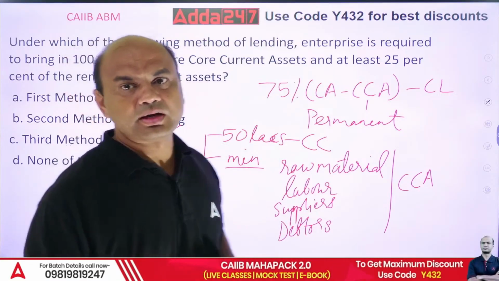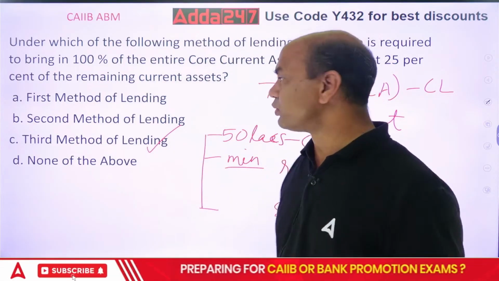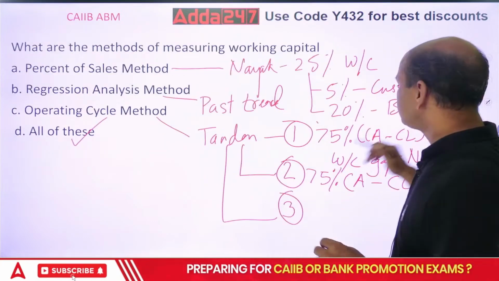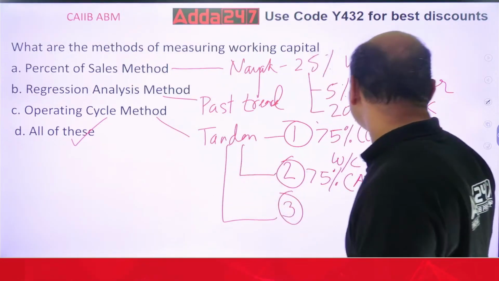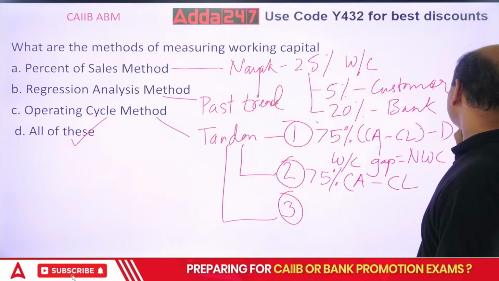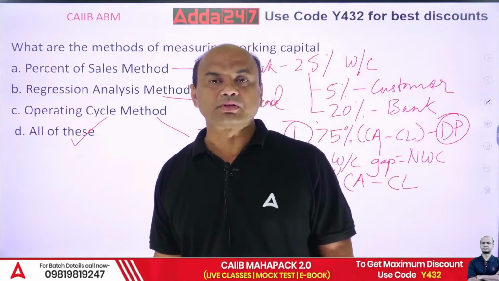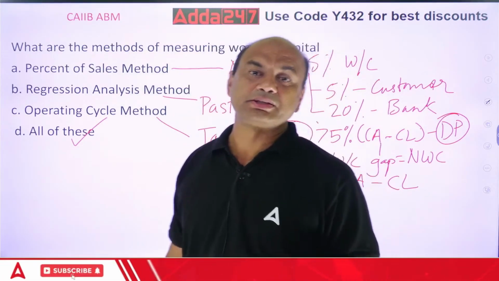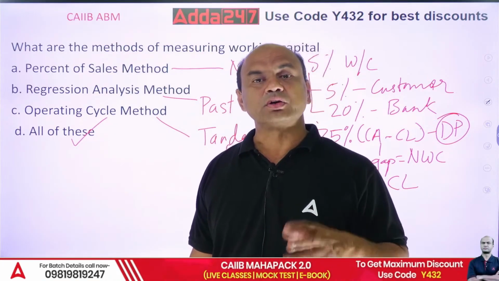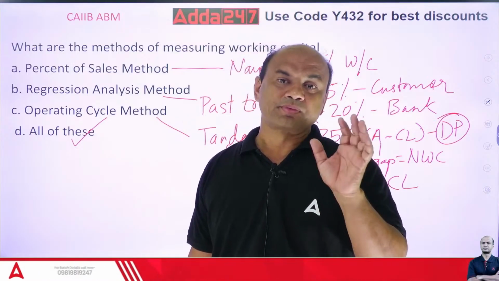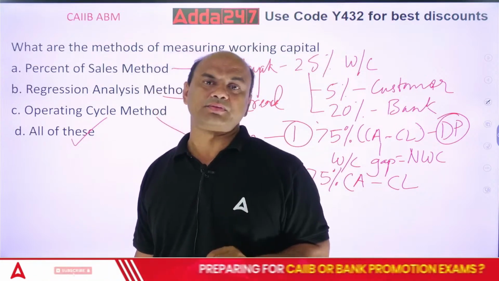So importantly, remember, there are three methods. All of them are important. Methods 1 and 2 are used generally. Method 1 is used for DP calculations, DP, drawing power. What is DP? DP calculation means every month the customer submits the stock statement. In this stock statement, the customer gives the format of what is the stock level, what is the debtor level, and what is the creditor level.